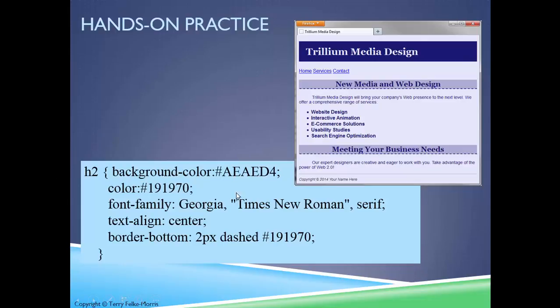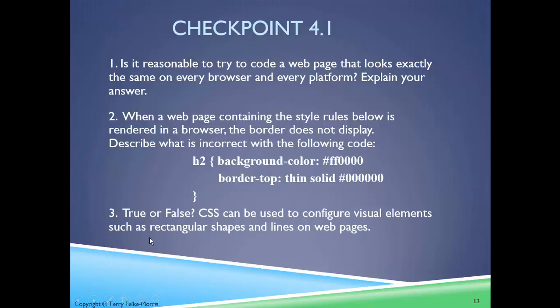So try to flip these around. Put the Times New Roman first and then the Georgia, just to see how it looks different on here. Change the color for the font. Change the color for the background. Change the border. Instead of 2 pixels dash, make it 4 pixels, or try to make it dotted or whatever. Change the color of that. Change the text alignment. Do all that stuff. That's how you really learn. Okay.